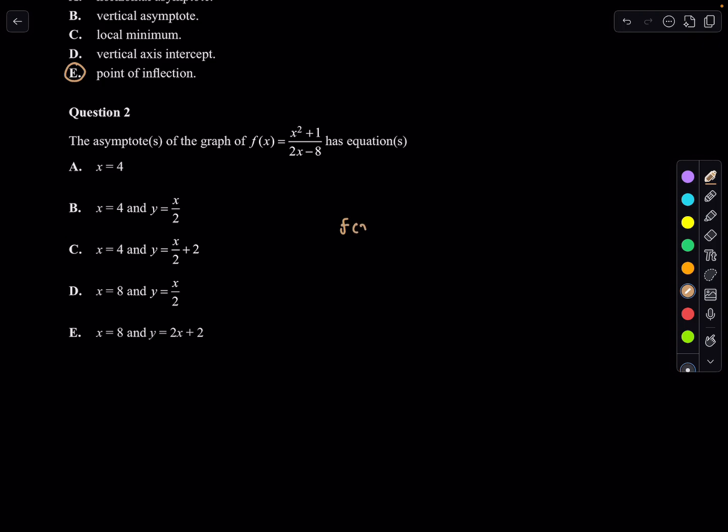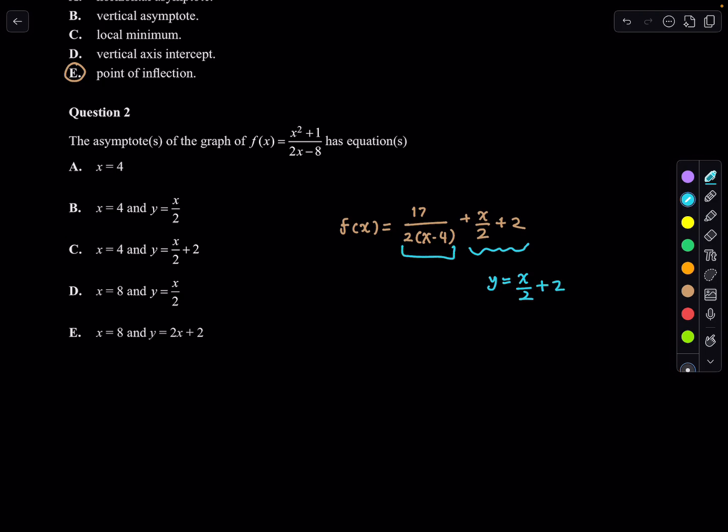So f of x can actually be written as 17 over 2x minus 4 plus x on 2 plus 2. So here we have an actual oblique asymptote. So this is a y equals x on 2 plus 2 asymptote.